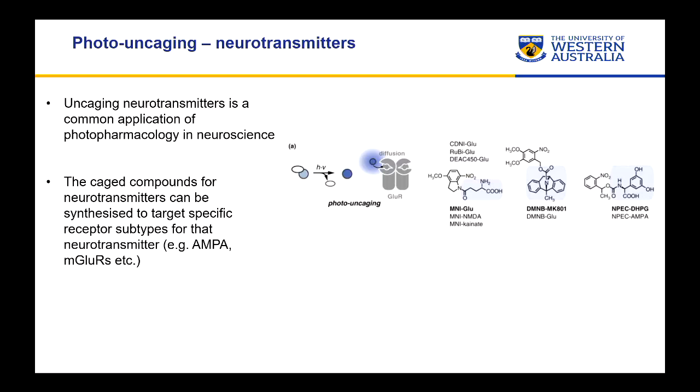When we use it in neuroscience, like I said, we often use it to uncage neurotransmitters, and it's probably the most common application of photopharmacology in neuroscience. And we can make cage compounds so that they bind to specific receptors. So we have cage compounds that, for example, bind to NMDA receptors or just AMPA receptors.